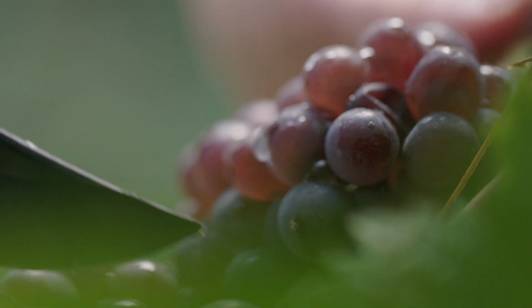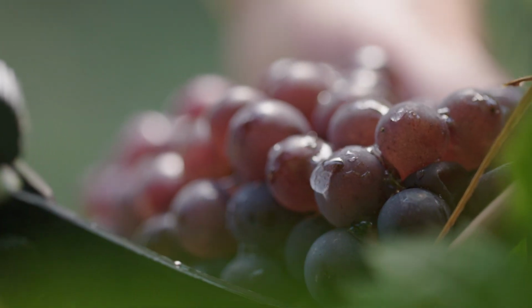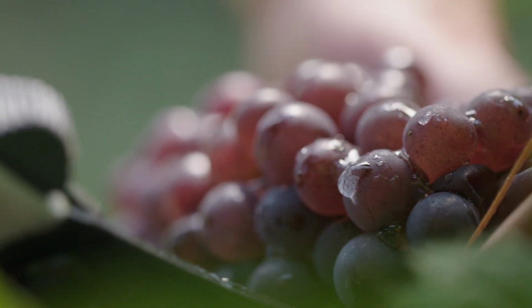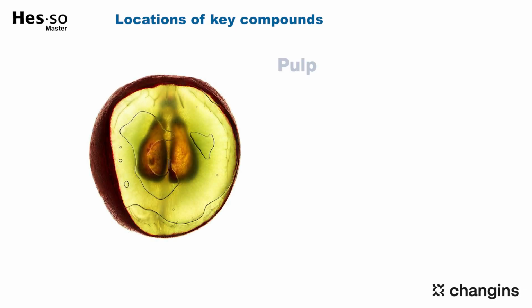Before we go deeper into the different types of grape maturity, it is important to understand where the key compounds are located within the berry. Technical maturity essentially reflects the maturity of the pulp, as sugars and organic acids are found almost entirely in the flesh of the grape. As the pulp ripens, sugars accumulate and acids decrease, directly influencing potential alcohol and acidity in the future wine.